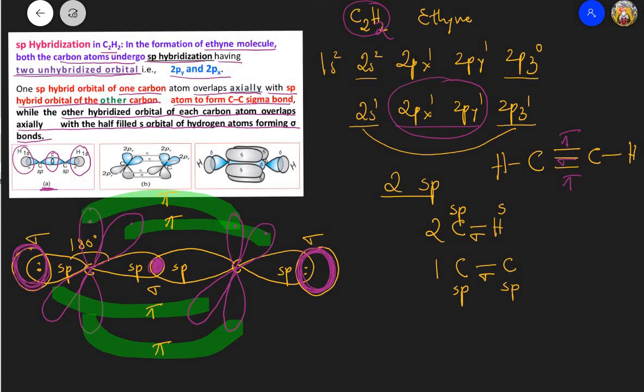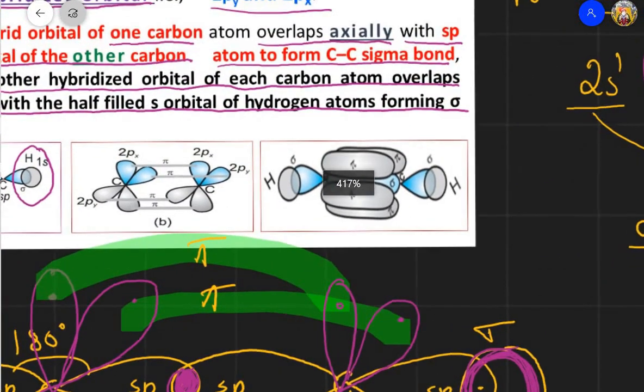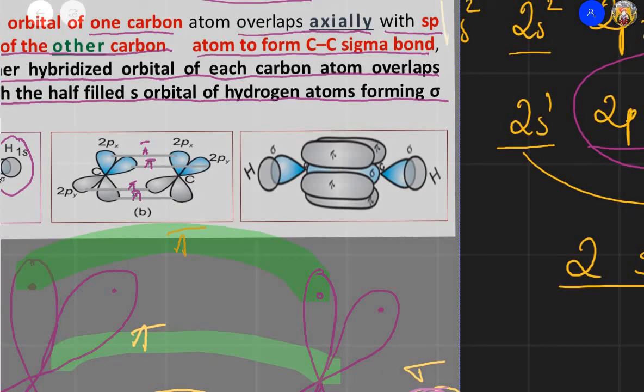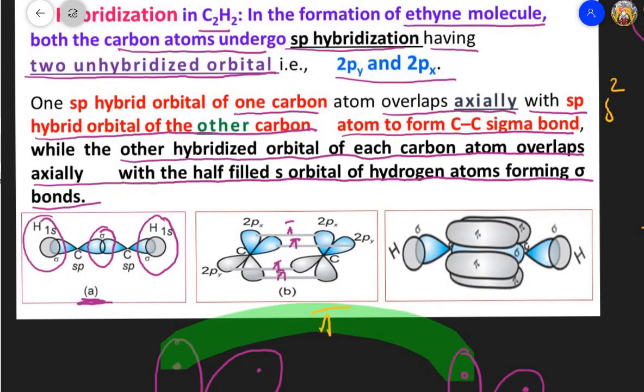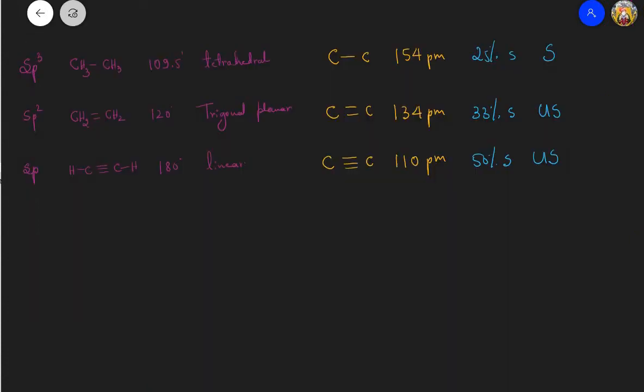And the 2px and 2py will be involved in the formation of a pi bond. So above there is a pi bond, and below there is a pi bond. Thus altogether one can say that in the acetylene molecule, after the pi bonds form above and below, there is a cylindrical formation of electron cloud, above as well as below. So now to conclude, let us analyze what we have studied today.